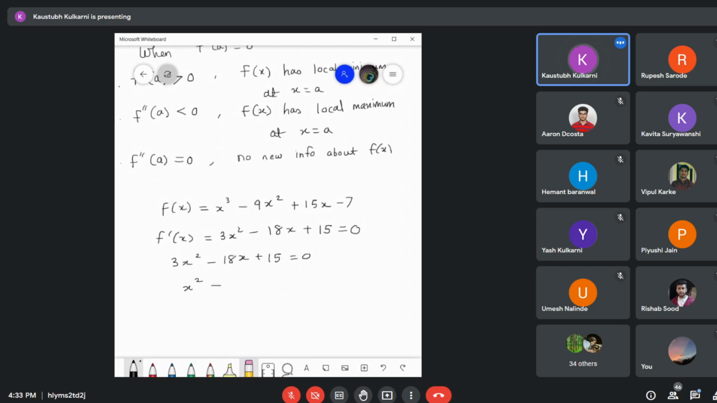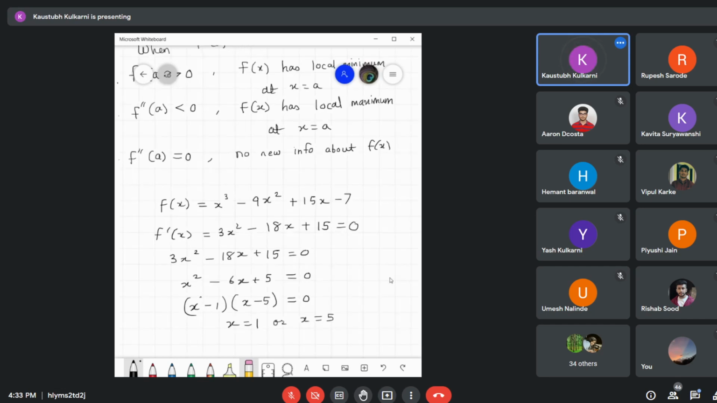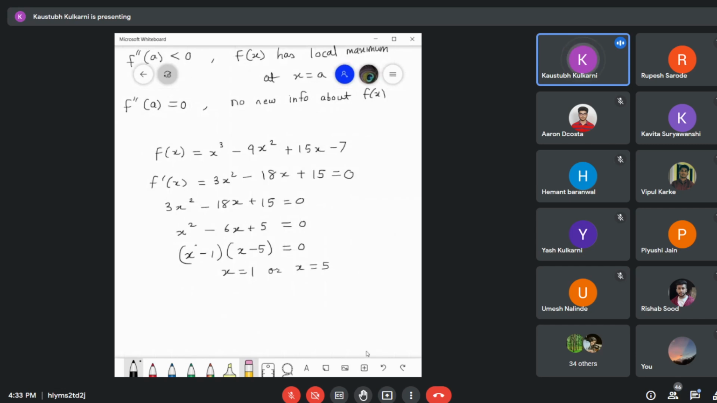Taking the common factor of 3 throughout, x square minus 6x plus 5 equal to 0, which is x square minus 5x minus x plus 5. So it will be x minus 1 into x minus 5 equal to 0. Therefore, x equal to 1 or x equal to 5. These are the two critical points for this function. So f dash of 1 is 0 and f dash of 5 is 0.